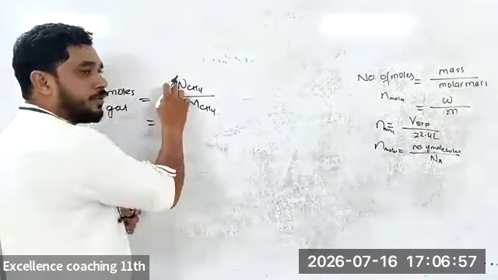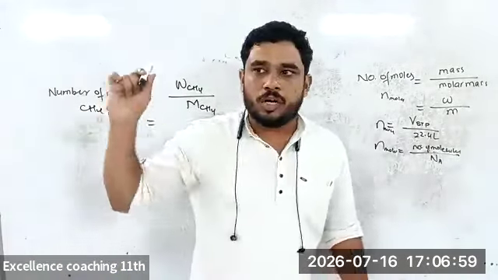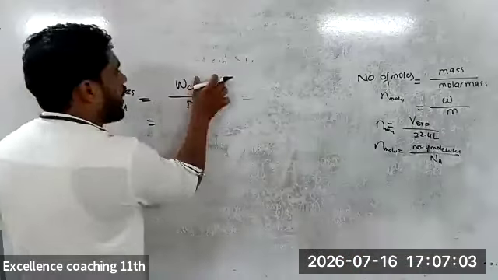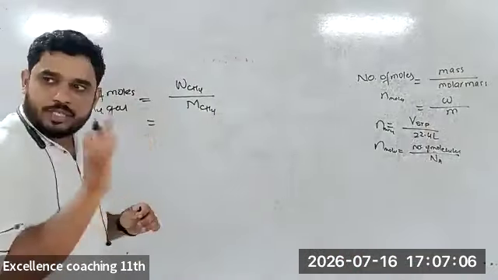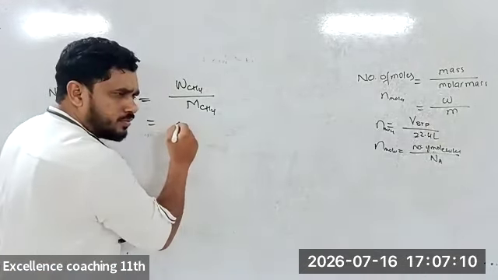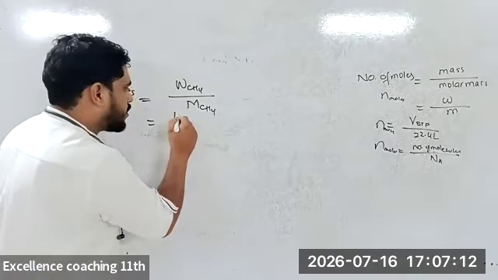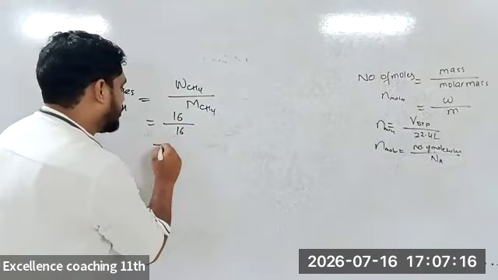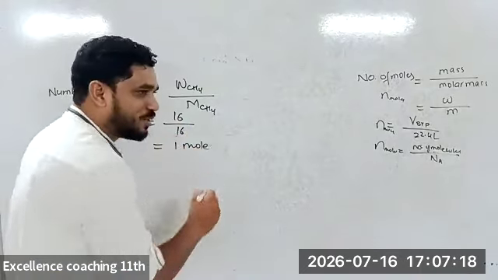In some schools, this way it will be used. Some schools, it will be like mass upon molar mass you have to write. Depends, huh? Every school is different. So given mass is what? Given how much? 16. And molar mass कितना है? 16. Answer is what? 1 mole.